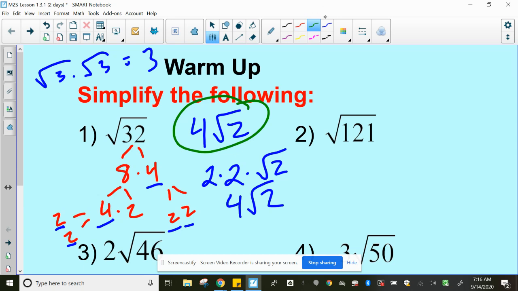Number 2, square root of 121, I just threw that one in there. Sometimes you're going to have a perfect square. So remember, 121 is a perfect square. That breaks down into 11 times 11. If that's the case, well, these are both the same number. We could just write this as 11. So that would be our answer. There would be no radical left over.